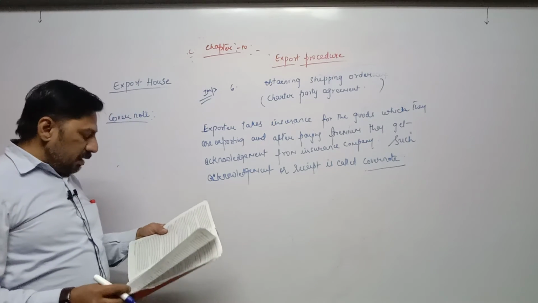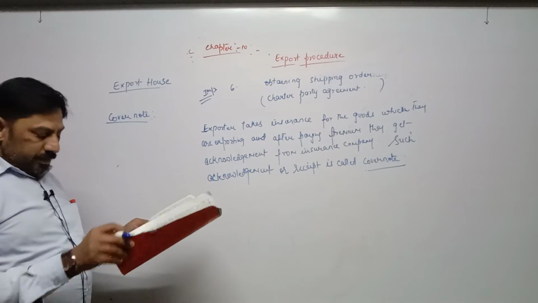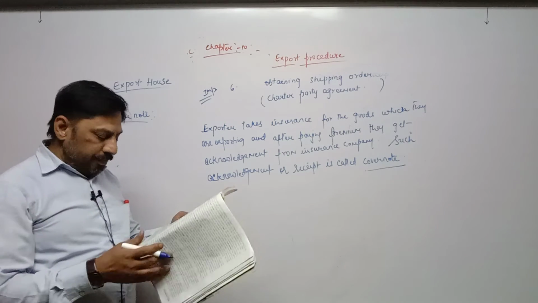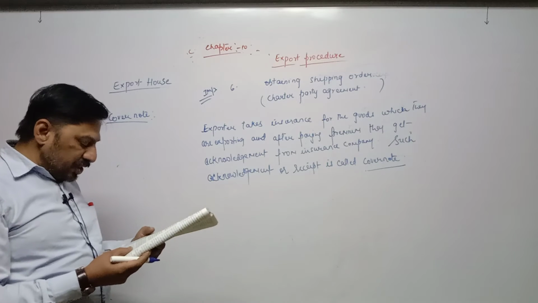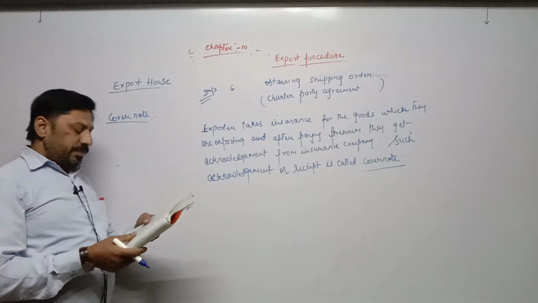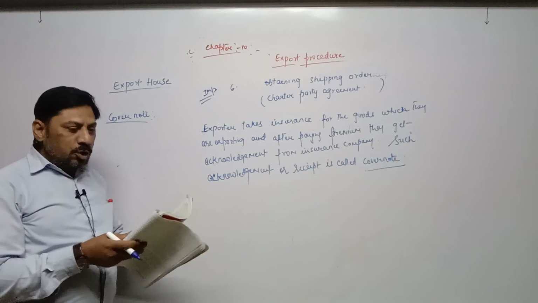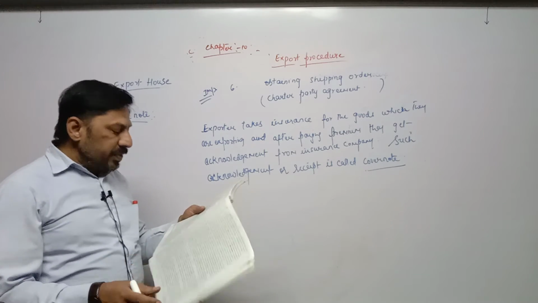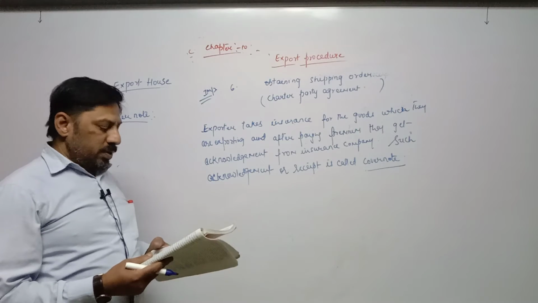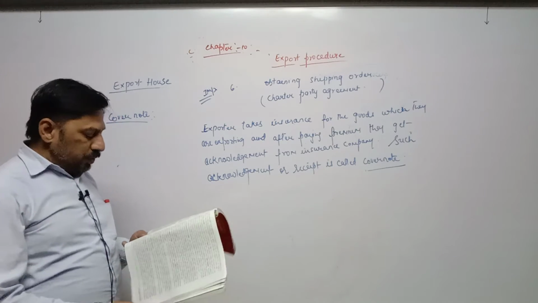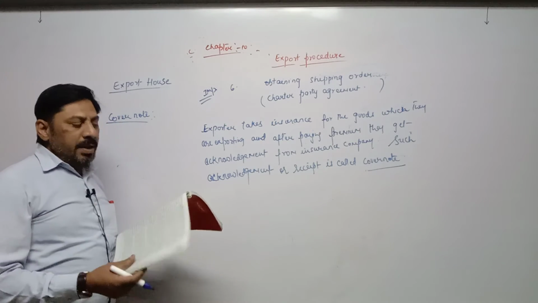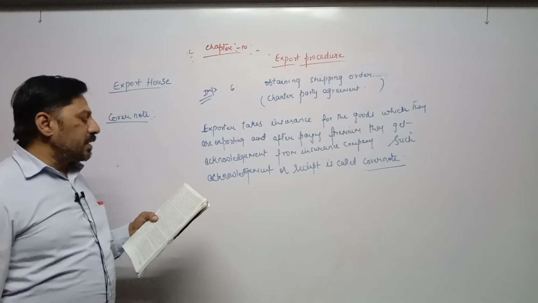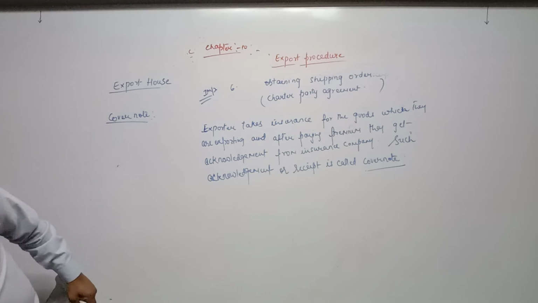Now next, tenth, obtaining carting order. Carting order means permission of boarding goods on the ship. The exporter has to make an application to the port authority from where the goods are to be exported in order to obtain carting order. So here they are taking order from the port authority to send goods or to export goods to the importer. In short, I am telling you. Next one is eleventh important topic, mate receipt.